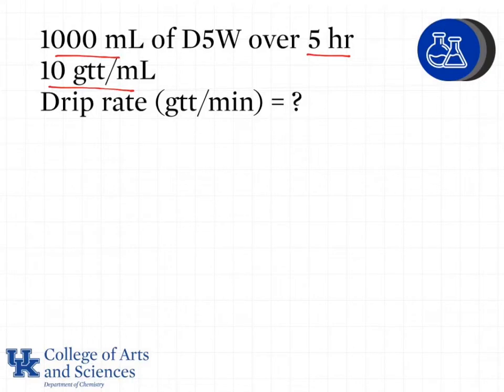So let's look at this. Of the units we're given, we see we have milliliters and hours, and then we have GTT per milliliter. So we see some connections between those. They both have things of milliliters, and we know that we're trying to get to GTT in our answer. Notice that we're given an amount over time, because we have 1,000 milliliters over 5 hours, and we're trying to find an amount over time, which is GTT per minute. So both of those have the same basic relationship, an amount over time.